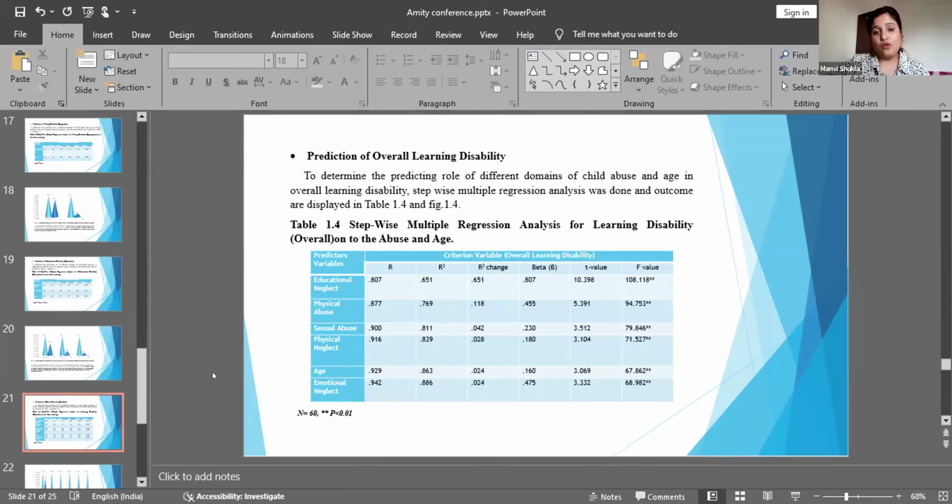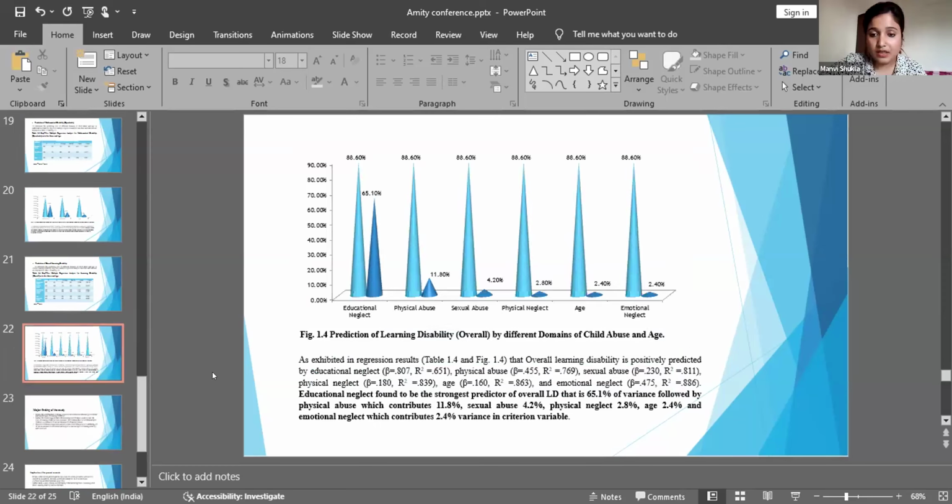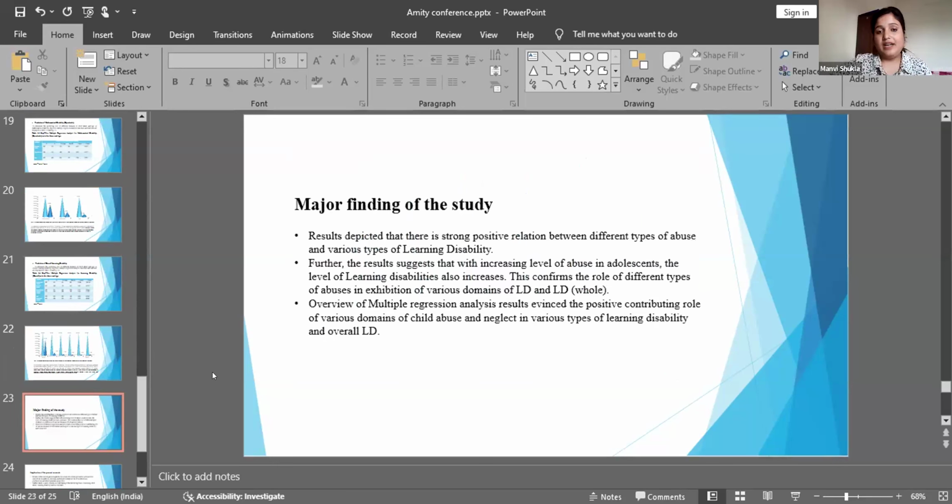Prediction of overall learning disability, as we can see in the graph: educational neglect was found to be the strongest predictor of overall learning disability, that is 65.1% of variance, followed by physical abuse, which contributes 18.8%, sexual abuse 4.2%, physical neglect 2.8%, age 2.4%, and emotional neglect, which contributes 2.8% variance in criterion variables.